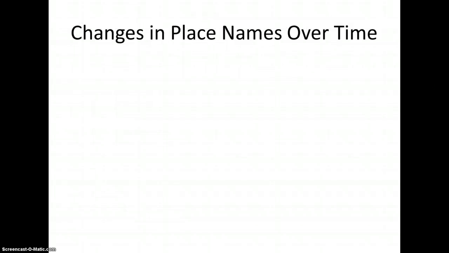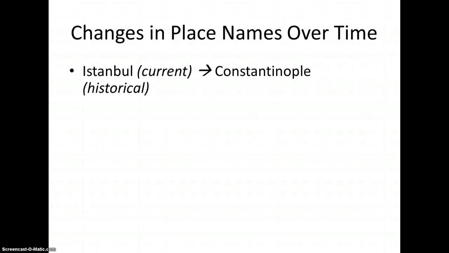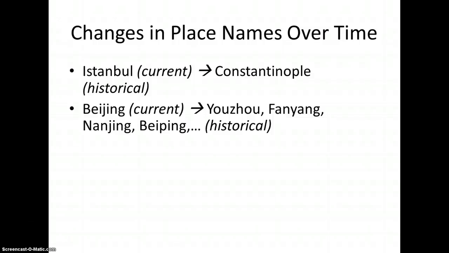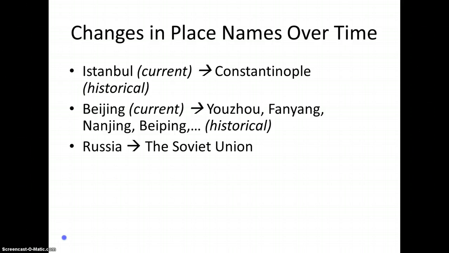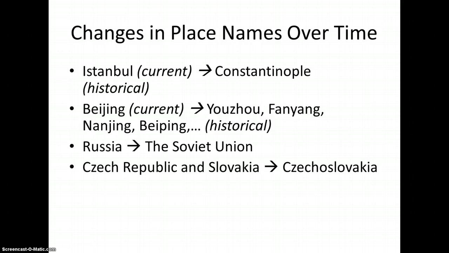Tip number 2. Consider changes in place names over time. For example, the city currently known as Istanbul was once known as Constantinople. The capital of China, currently known as Beijing, has held numerous other names during its long history. And it's not just cities that change names, but countries too. Russia was once the Soviet Union. What is now 2 countries known as the Czech Republic and Slovakia was once one country known as Czechoslovakia.